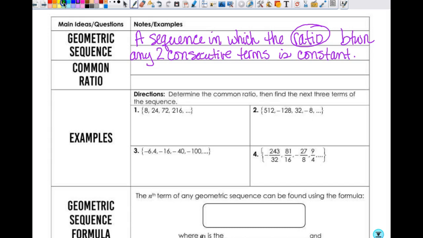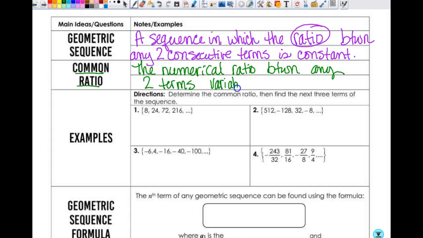So then the common ratio, which is what it's called here, is the numerical ratio between any two terms, and the variable here, instead of being D for difference, it is R for ratio. So when you're looking at these, you're going to have to eventually be able to determine between a geometric sequence and an arithmetic sequence. But if you know that they don't have a common difference, then you start looking for the common ratio.